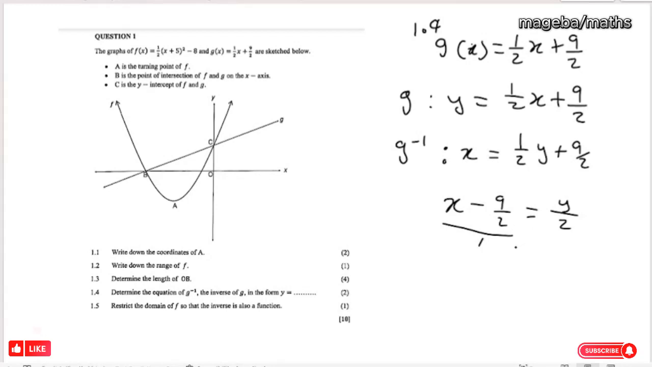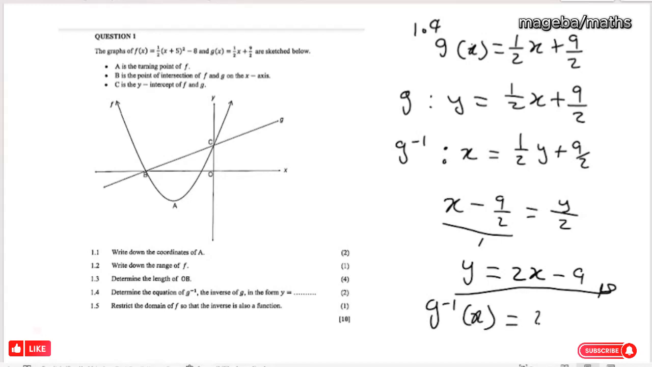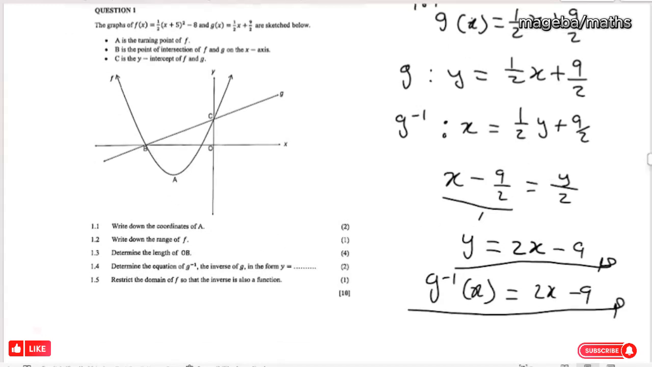I can cross multiply this, and then y is equal to 2x. This times this is going to be negative 9. And then this is going to be my g inverse, where it's 2x minus 9. So this is the inverse of the straight line that they gave us there.